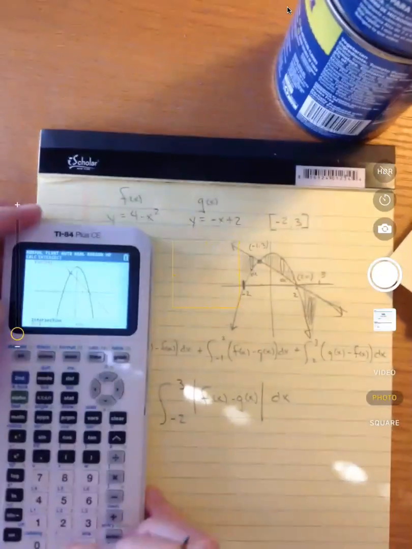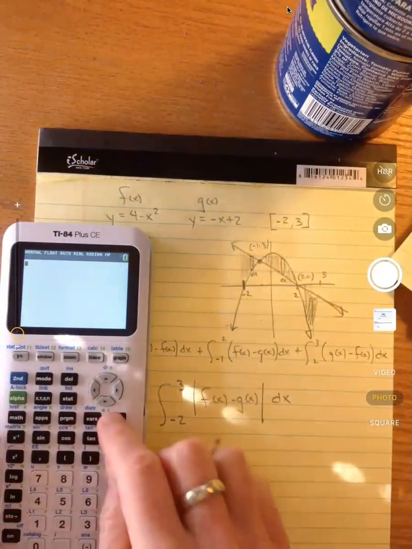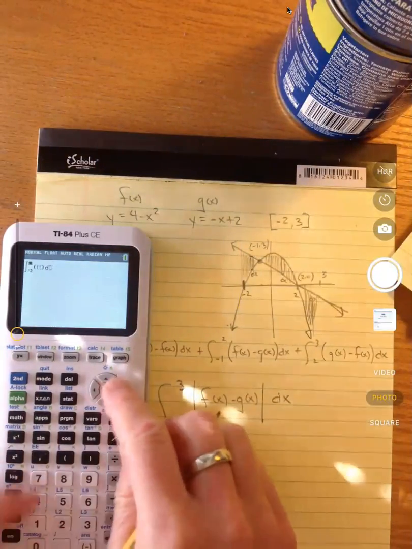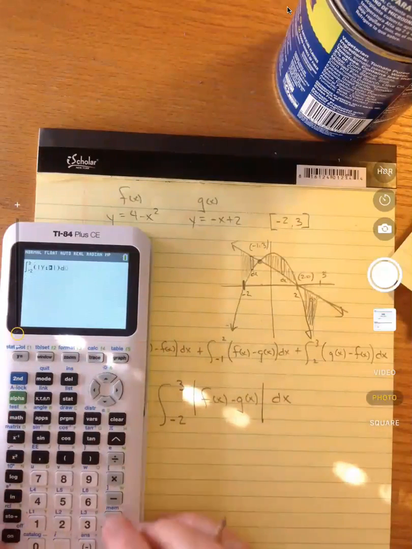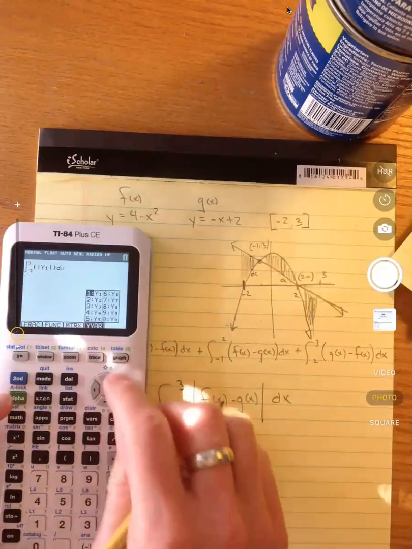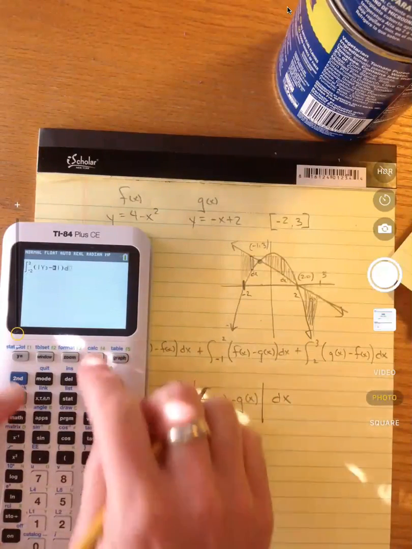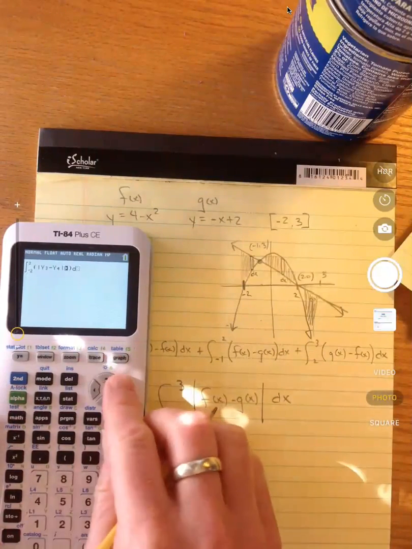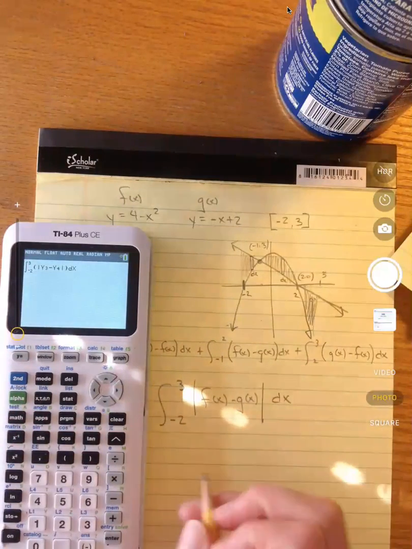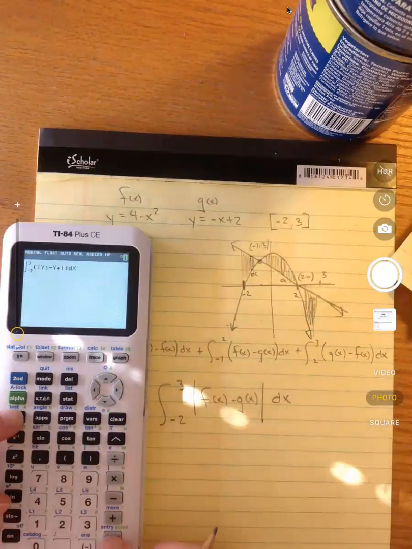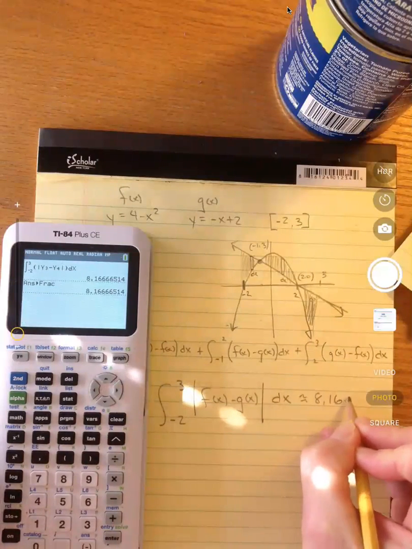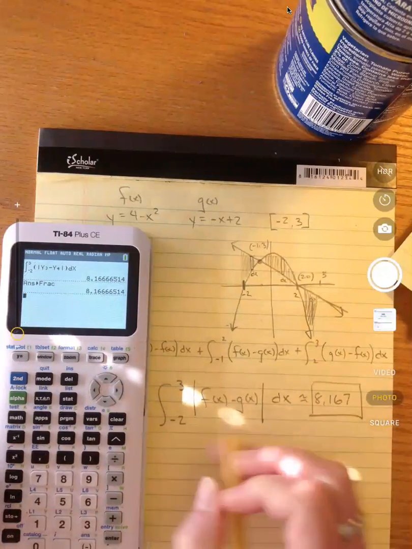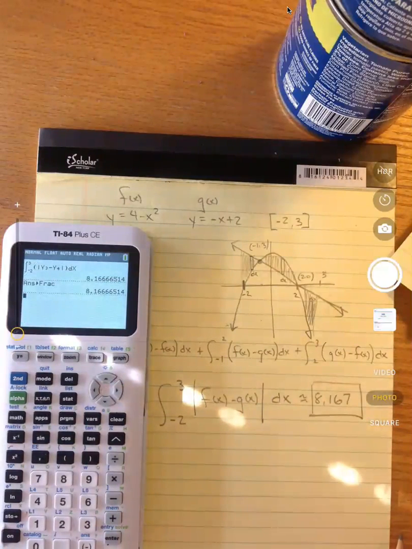So if I go on to here, that's the integral from -2 to 3 of the absolute value of, I think these are in y3 and y4 for me, y3 minus y4, dx. So approximately 8.167. And again, I could switch them back and forth and we get the same value as well.